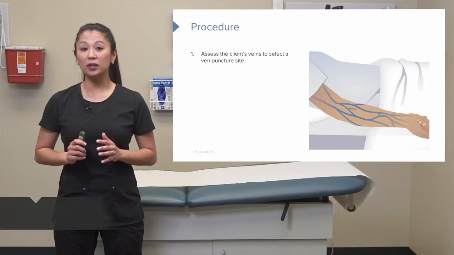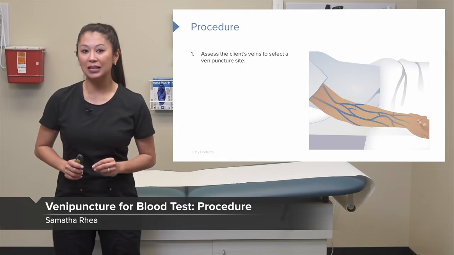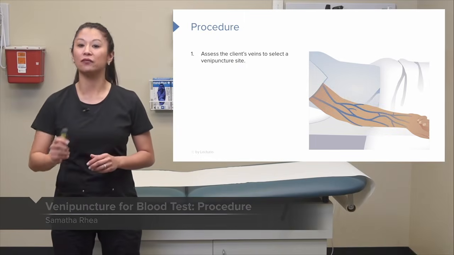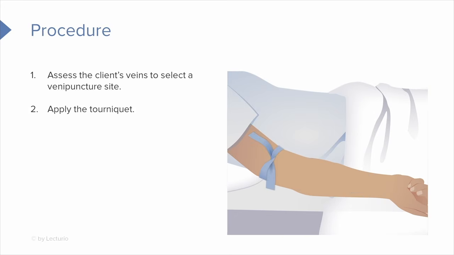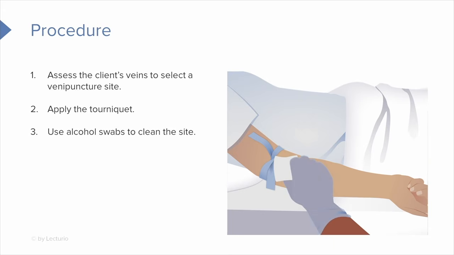So here we want to go ahead and assess the client's vein to select an appropriate venipuncture site. If you see here in this image, they're going for what we call the antecubital or AC. That's a very popular venipuncture site. Now we can apply our tourniquet and then use alcohol swabs to clean.